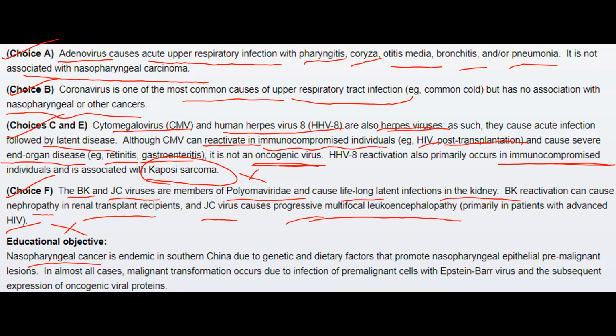In summary, nasopharyngeal cancer is endemic in southern China due to genetic and dietary factors that promote nasopharyngeal epithelial pre-malignant lesions. In almost all cases, malignant transformation occurs due to infection of pre-malignant cells with Epstein-Barr virus and the subsequent expression of oncogenic viral proteins.